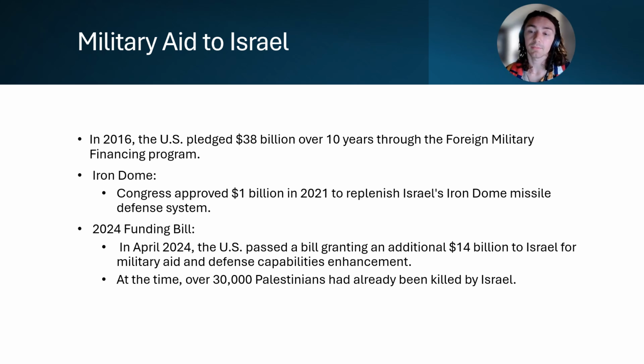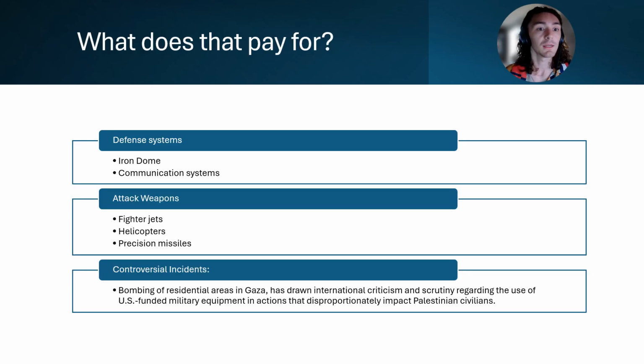At the time that was passed, there were already 30,000 Palestinians confirmed killed by the state of Israel. So I thought that was a little morally questionable of our government to support, but that's just me. What did that money go to? It does go to some defense systems like the Iron Dome and some communication systems. It also goes to fund fighter jets, helicopters, precision missiles.